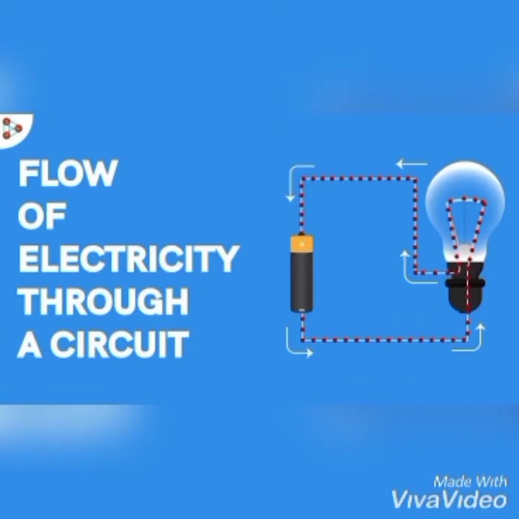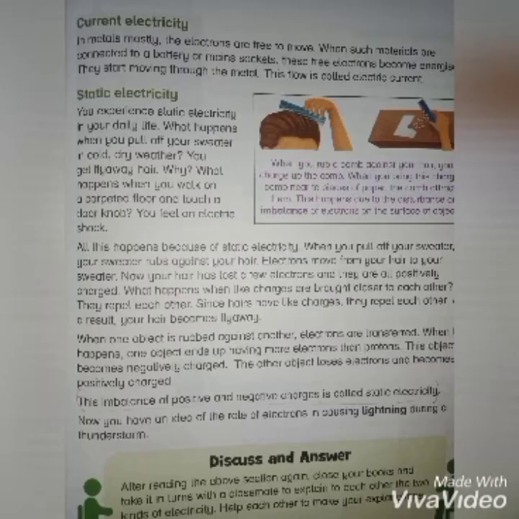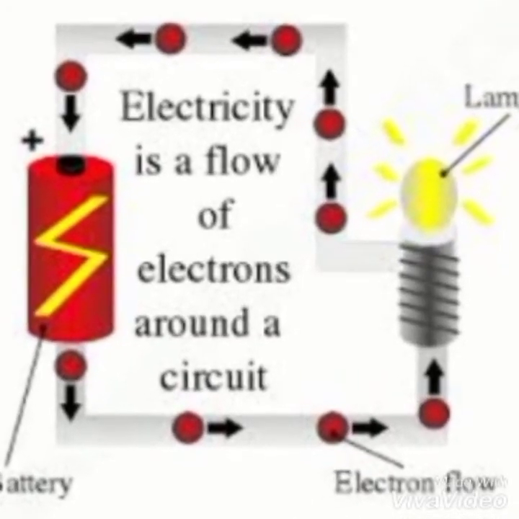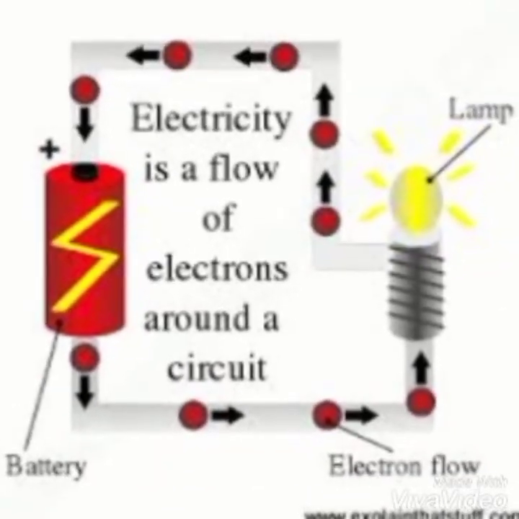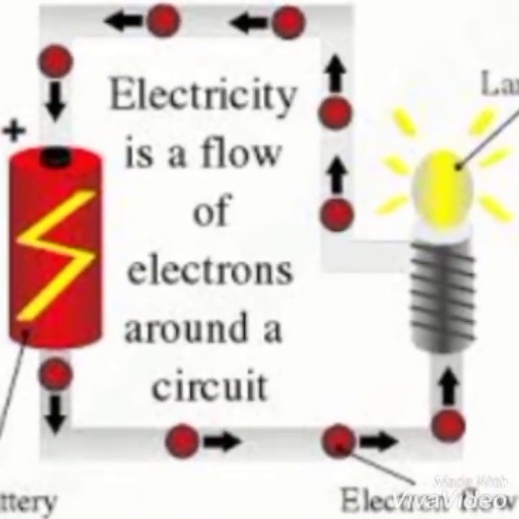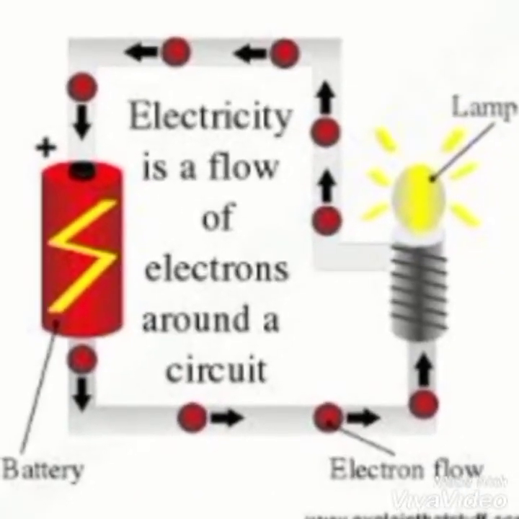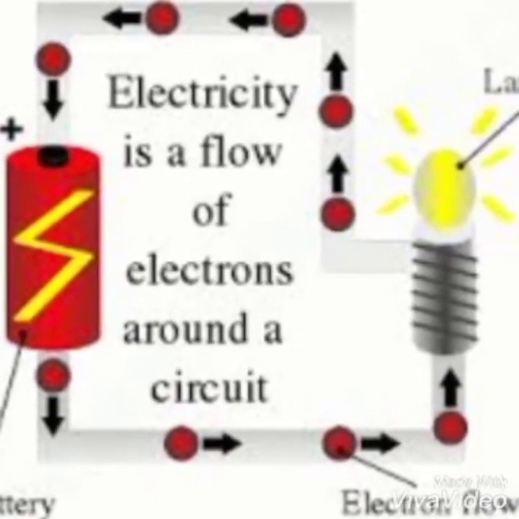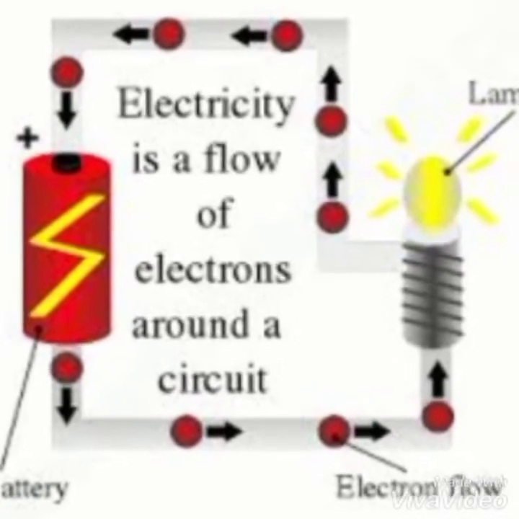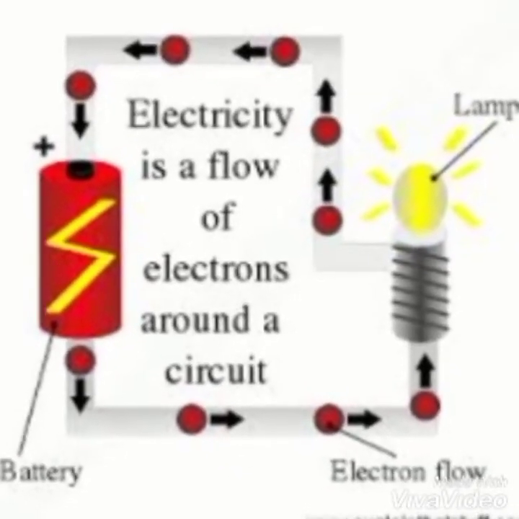Girls, open page number 83. There you can see the heading of current electricity. In metals mostly, the electrons are free to move. When such materials are connected to a battery or to main sockets, their electrons become energized and they start moving through the metal. And this flow of electrons is known as electric current.